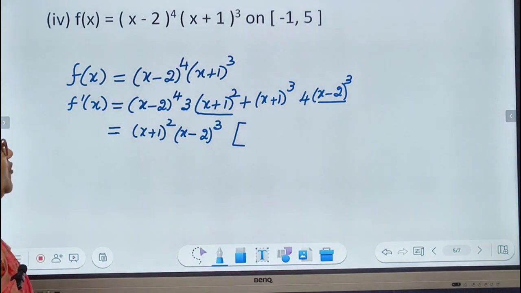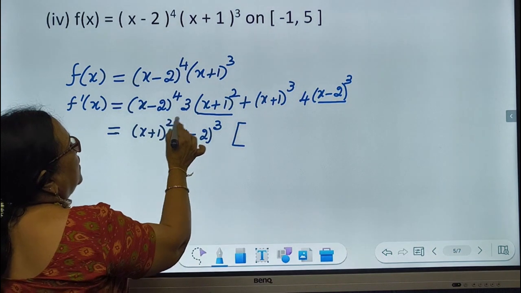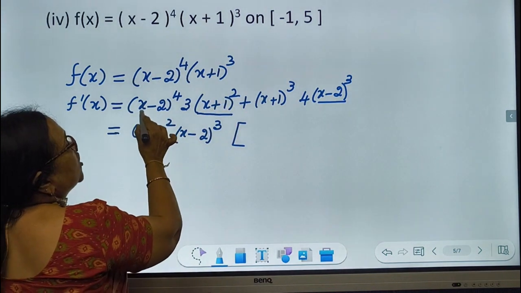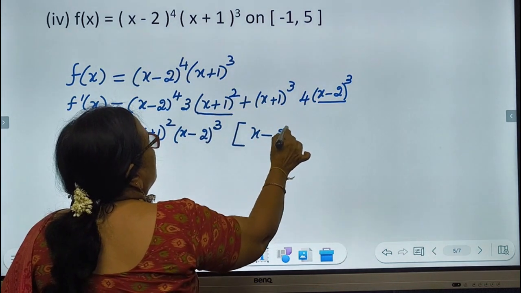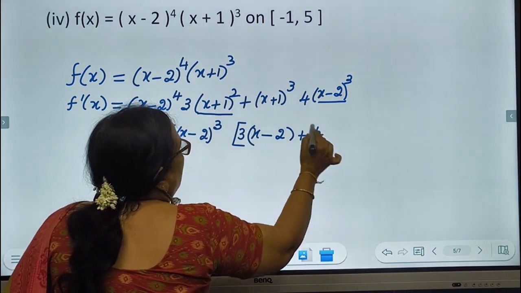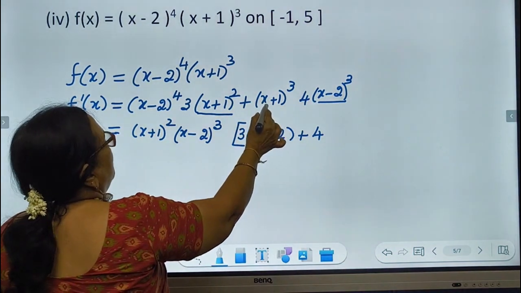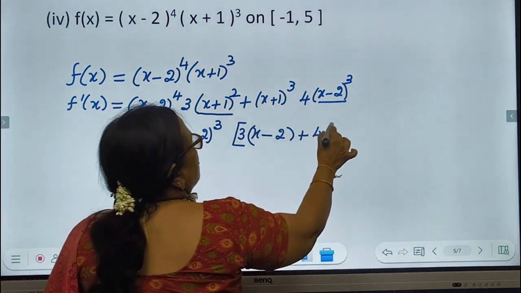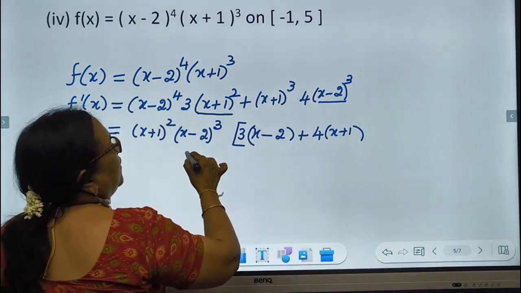So what are we left with? I have (x+1)^2 already written, and (x-2)^3 I have written. So 1·(x-2)·3 will be left here, plus 4(x+1)^3. I have already written (x+1)^2, so I will have 1·(x+1). (x-2)^3 has already been written.